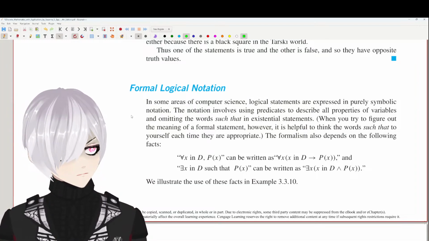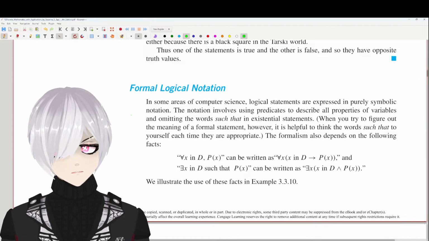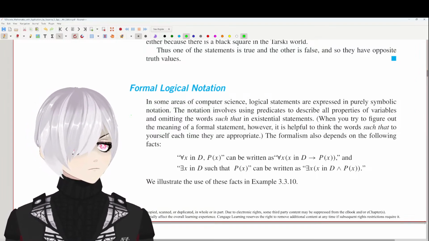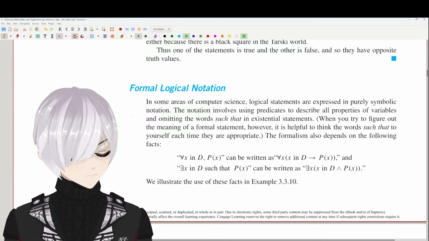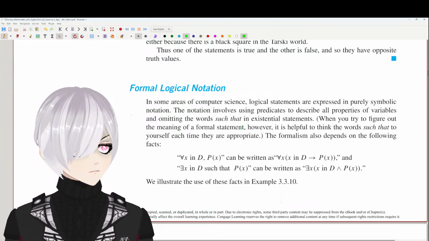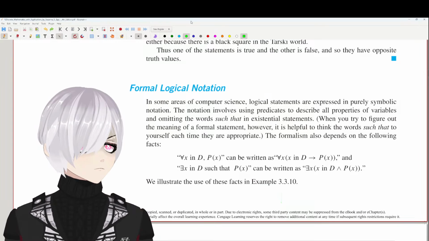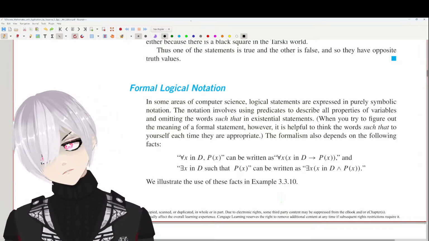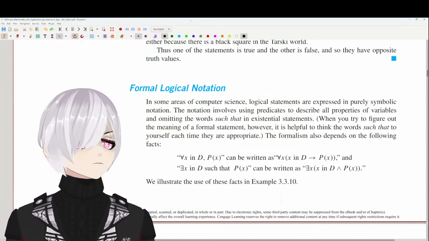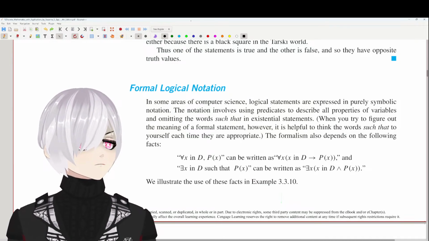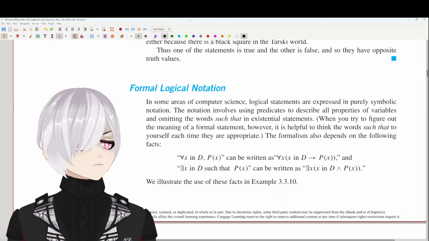The formalism also depends on the following facts. For all x in D, P(x) can be written as for all x, if x is in D, then P(x). And for some x in D such that P(x) can be written as for some x, x is in D and P(x).